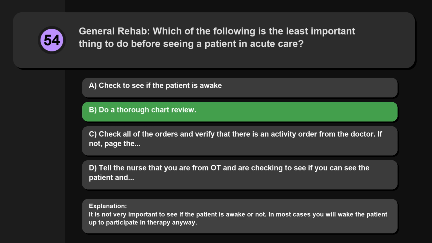It is not very important to see if the patient is awake or not. In most cases, you will wake the patient up to participate in therapy anyway.